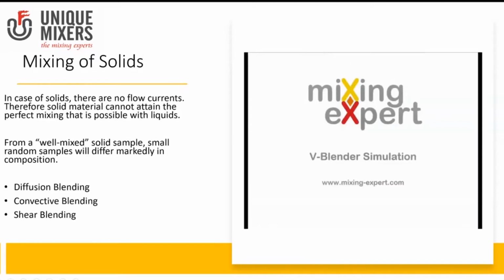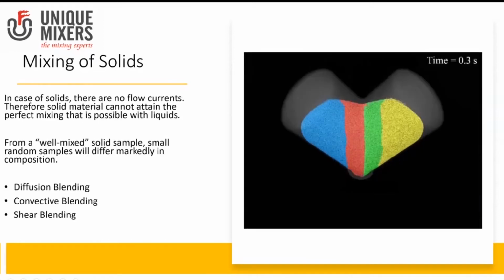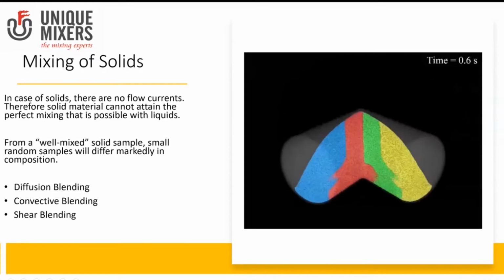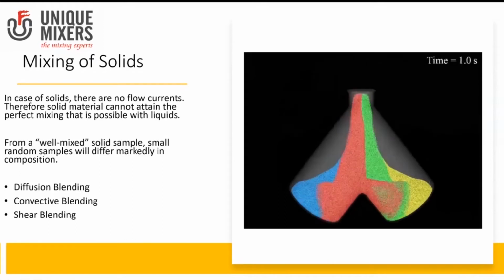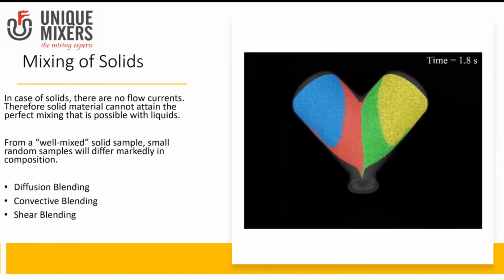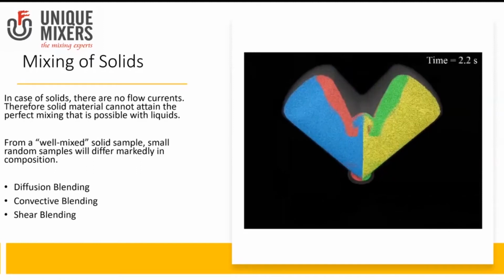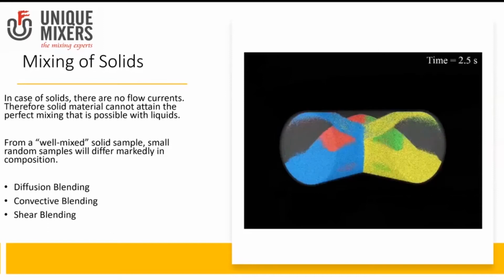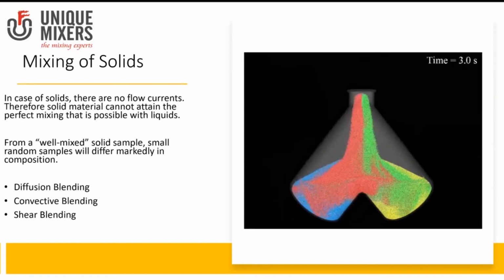This is a V blender in which you can see different materials. There are hardly any flow currents. The principle of mixing here is diffusion blending, which is small scale random motion of particles caused by the rotation of the mixing vessel.